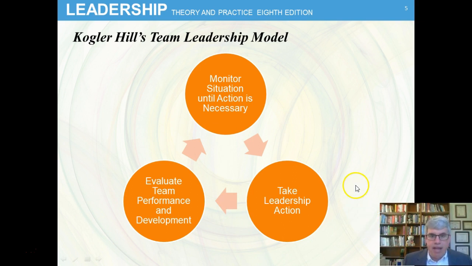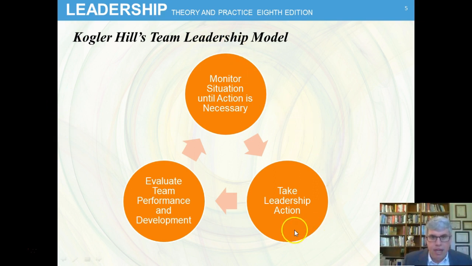So once it's determined that leadership action is necessary, the team leader or the team member who's providing leadership takes some type of leadership action, makes some type of intervention, or makes some type of change, is another way of saying that. They take action and then they evaluate team performance and development, look at how things have changed, and start the cycle over again. Aha, we've changed now. Do we need to keep on changing, or can we just keep on going like this until some further action is necessary?